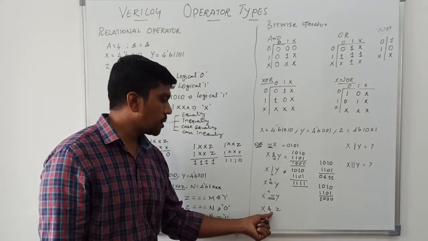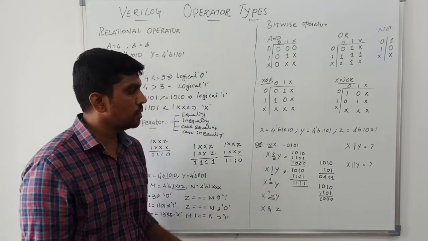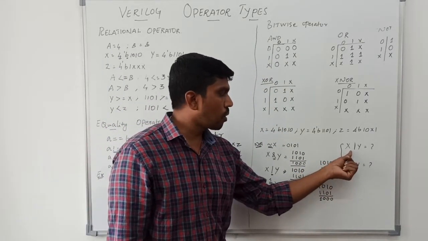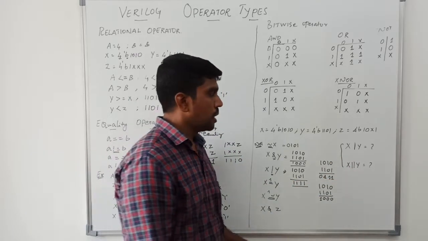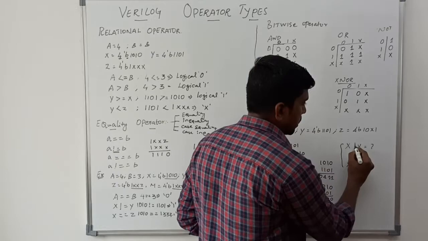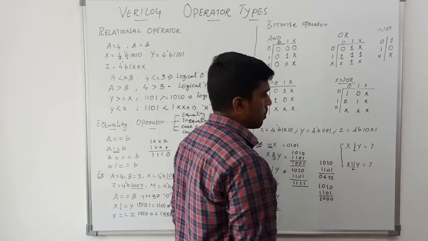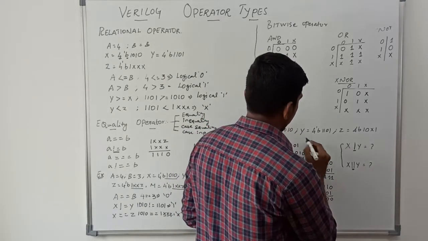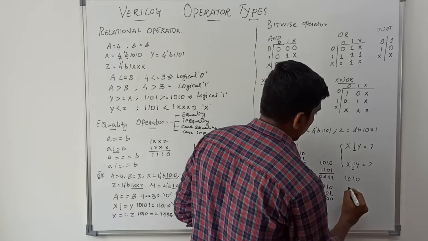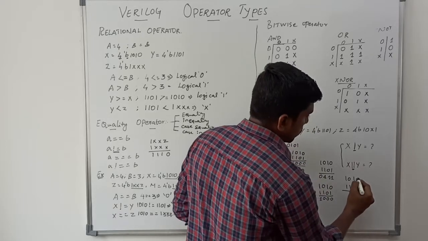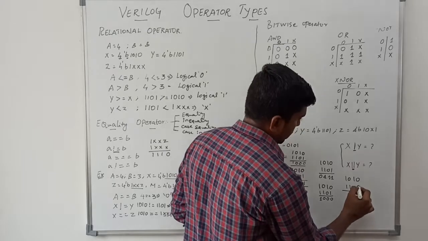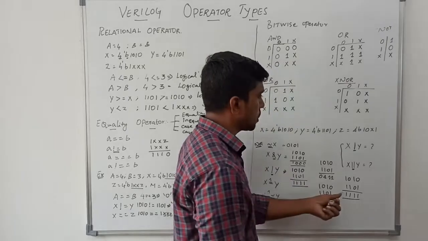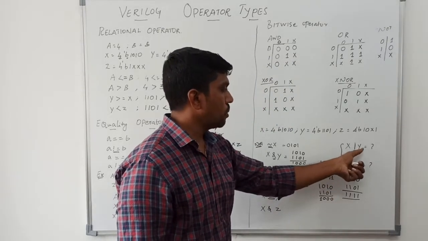Then x ampersand z. This operation was already discussed here. The next one is, what is the difference between bitwise OR operation and logical OR operation? The bitwise OR operation is represented by a single line. The logical OR operation is represented by a double line. So first you write the x value, 1010, y value 1101. Then you apply the OR function bitwise, bit by bit: 0 plus 1, 1, 1, 1, 1. So this is the result of x bitwise OR y.